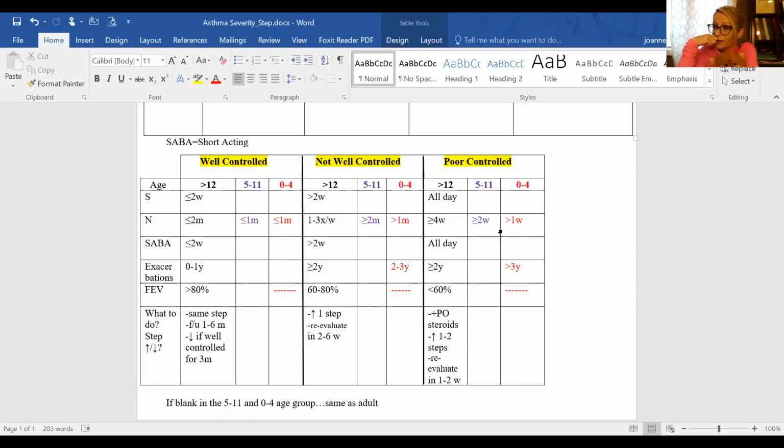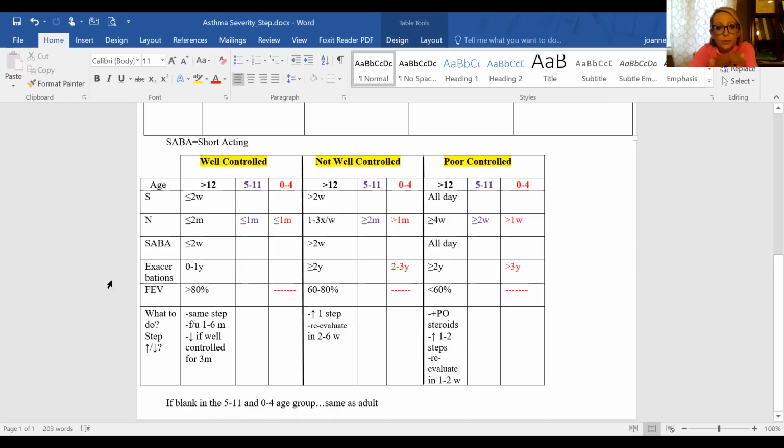and children from 0 to 4, 5 to 11, and 12 and above, okay? So it's important to know. So when they ask you control questions and they fall into these categories, they're well controlled. And when a patient is well controlled, you do nothing. You don't change their medications. You just keep them at the same step, okay?